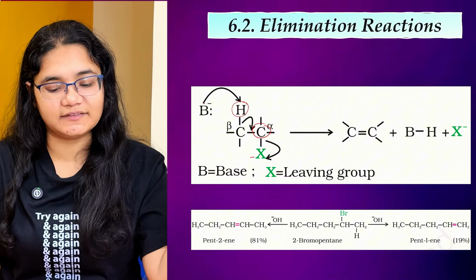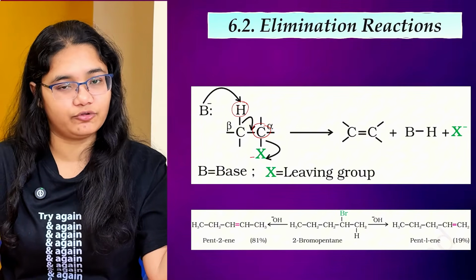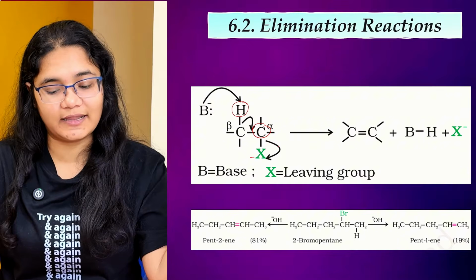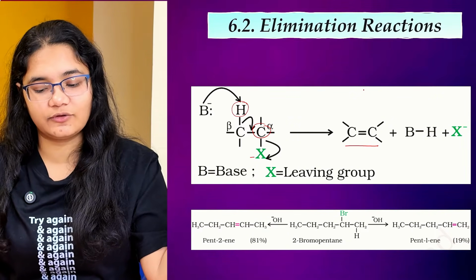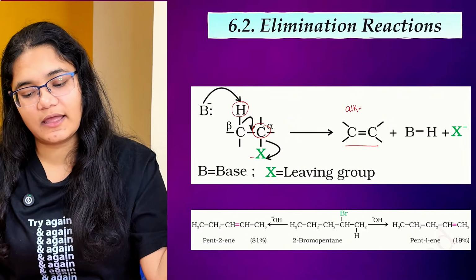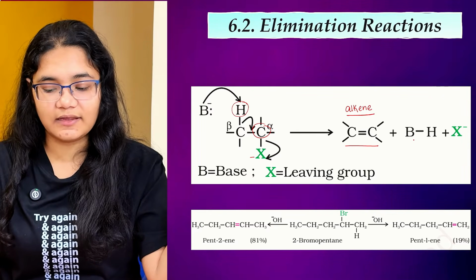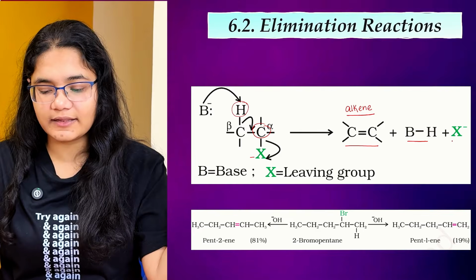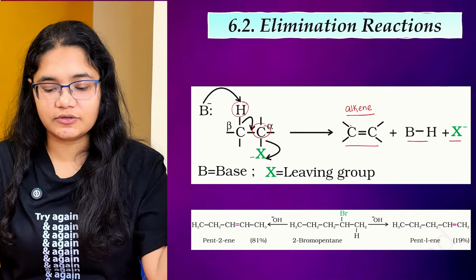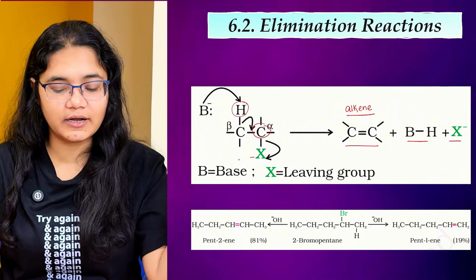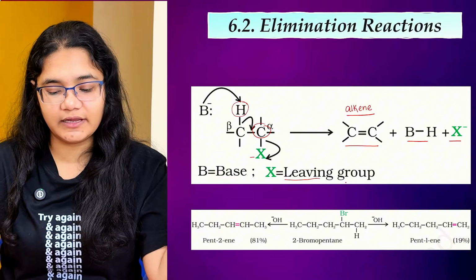Now when the base is there and it accepts the hydrogen, and this bond comes here and the X goes, we get an alkene. So in elimination reaction, we get alkene as the major product. Okay, and then we have this BH, and then we have this X minus. Okay, so this is called your final product, and here X is a leaving group.